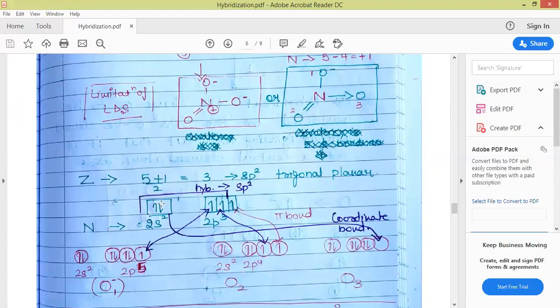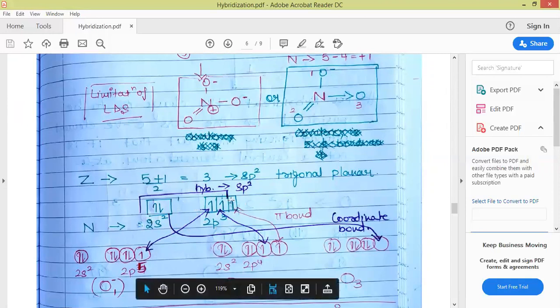As it is not having any d orbitals, and we need just 3 electrons for the formation of bond, we need not promote any electron. What we'll do is these 3 orbitals will undergo hybridization, that is 1s and 2p, and 1p will be present as this, which will be used for the formation of pi bond with one of the oxygens.